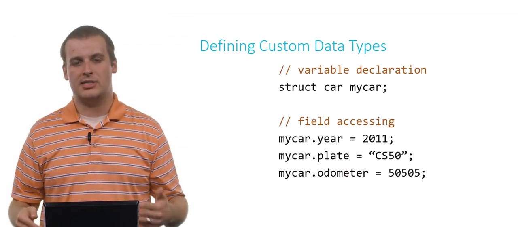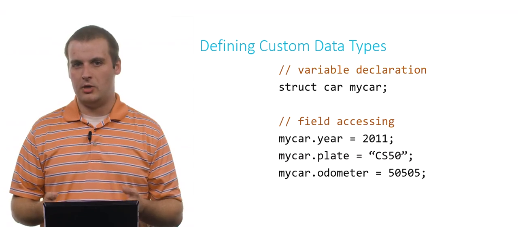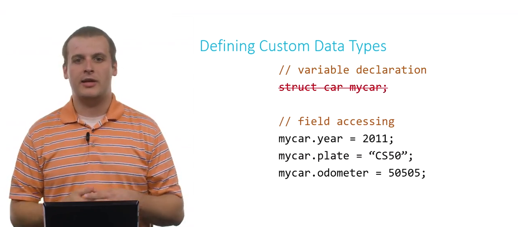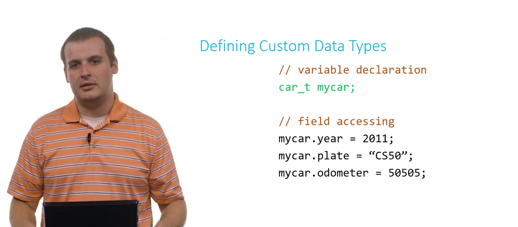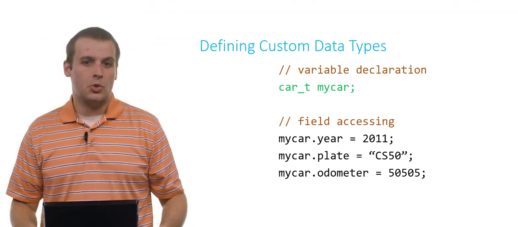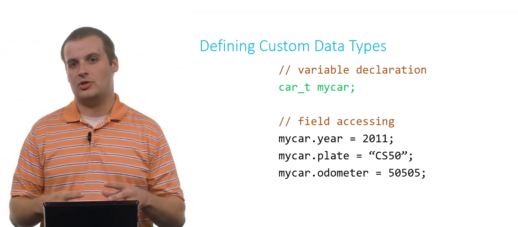And so if we start to use this in code, previously I might have said struct car my car semicolon. Well, I don't have to do that anymore. Now that I've used the typedef, I can just say car underscore t my car. That's a lot shorter of a way to do it. And in fact, it's going to be a lot more convenient, especially as you start to use structures a lot more in your code.